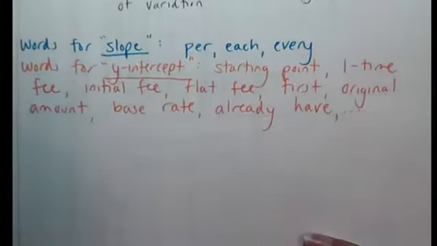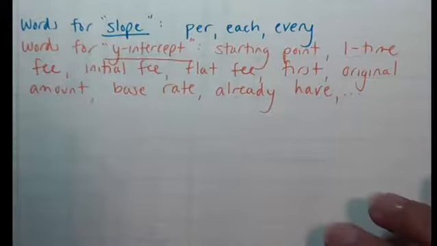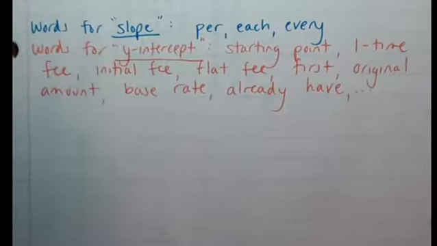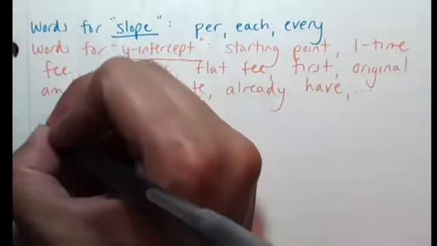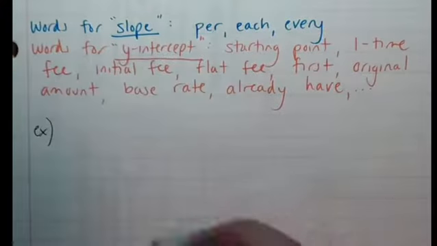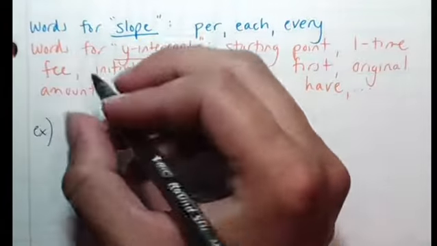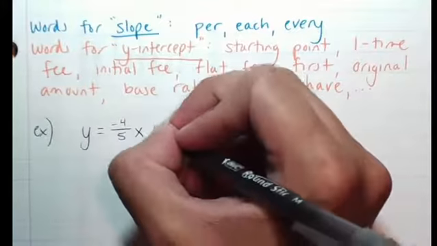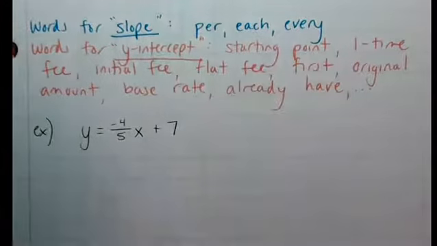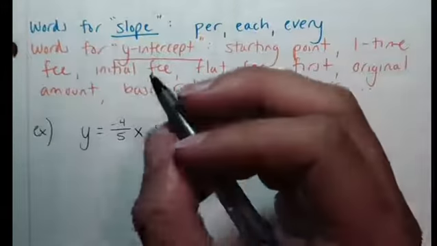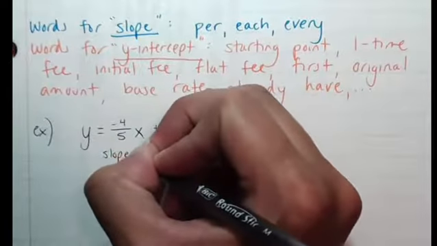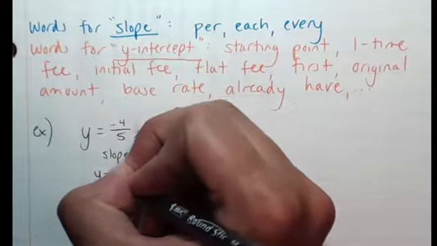Okay, so we should know very well slope-intercept form, y equals mx plus b. One of the first things that you're going to have to do is identify what's the slope and what's the y-intercept from an equation. So if I give you an equation, let's say y is equal to -4/5 x plus 7, you're going to have to identify what the slope is and what is the y-intercept.